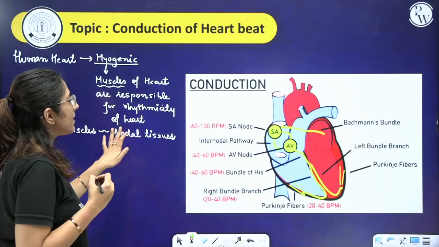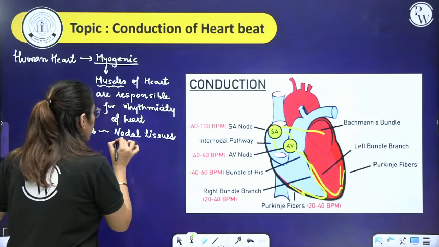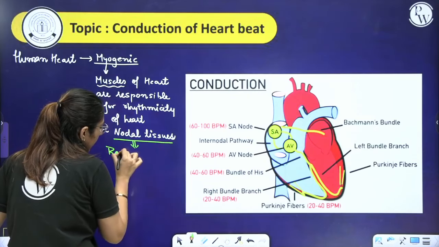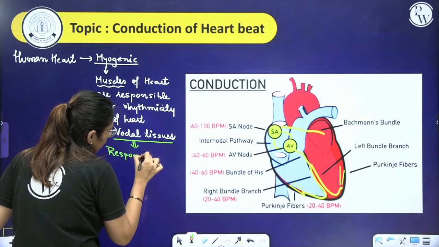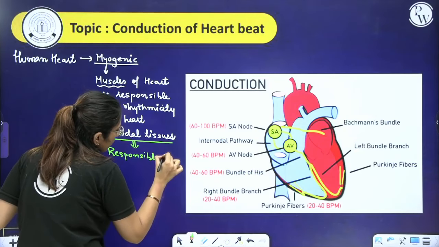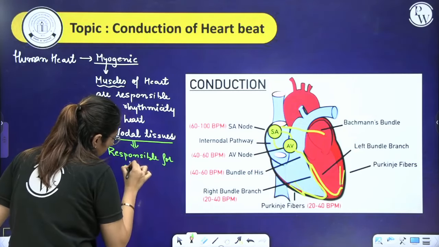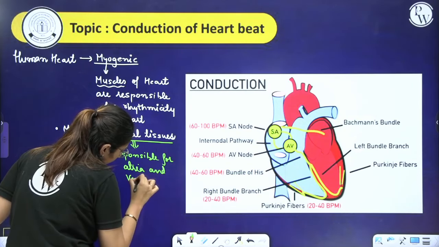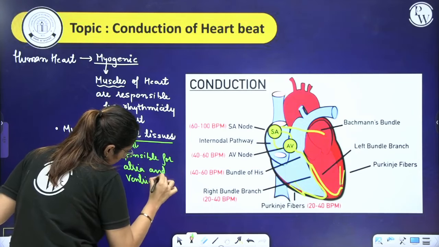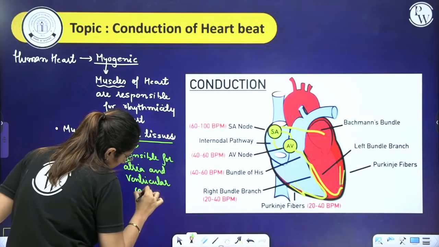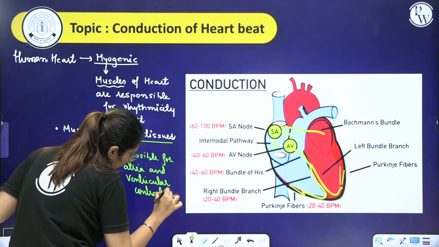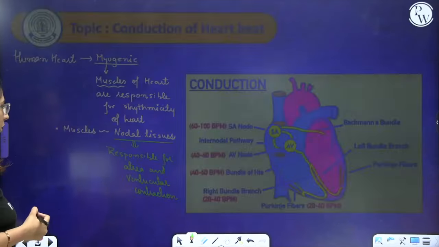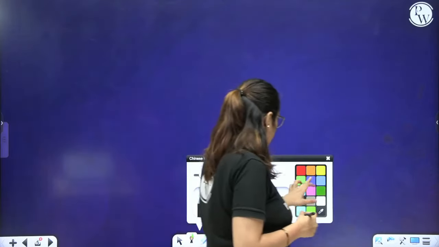And that is because of these nodal tissues only, so they are basically responsible for atrial and ventricular contraction. See buddies, it's my duty definitely to make this topic super easy for you, and that is the same work I am doing. So let's talk about it.